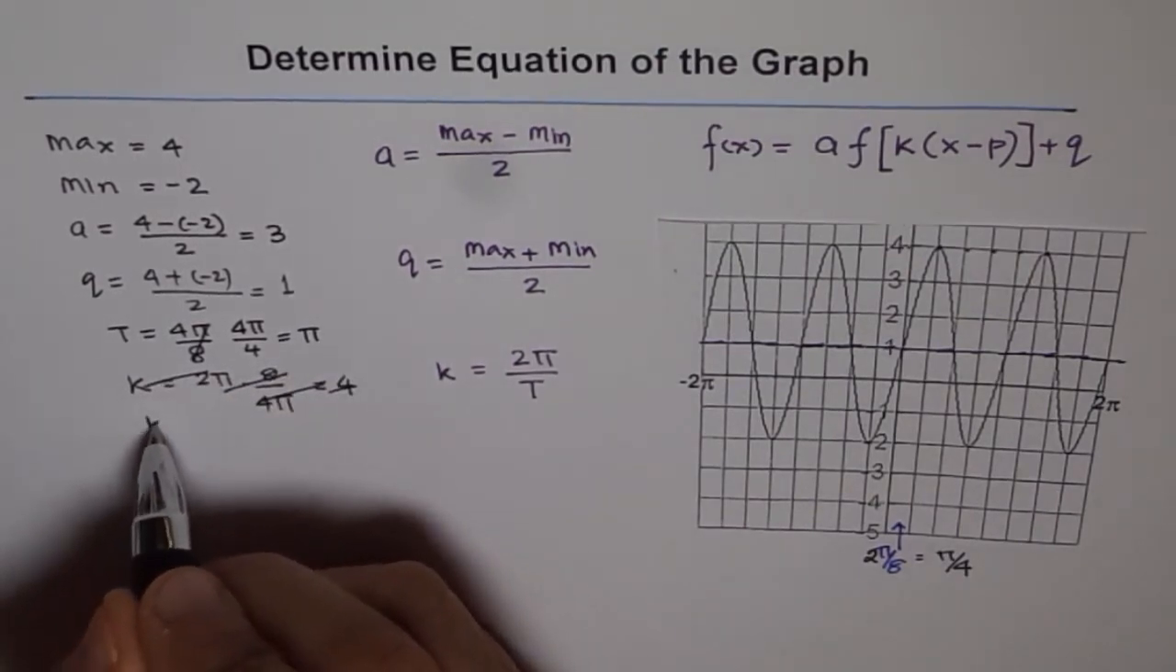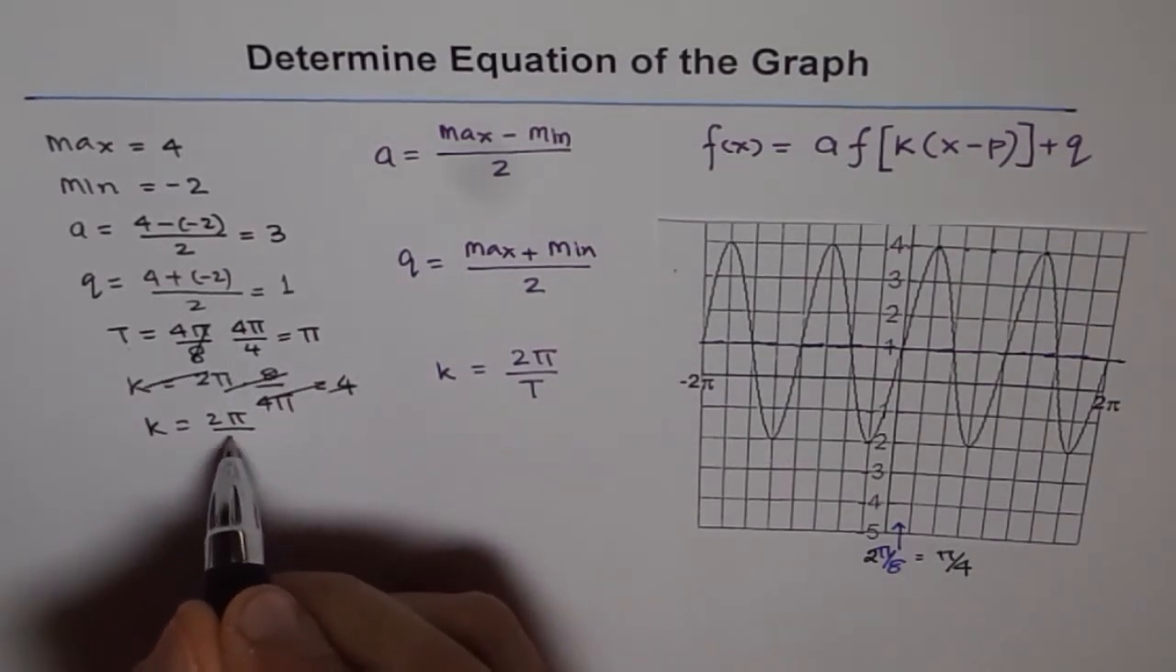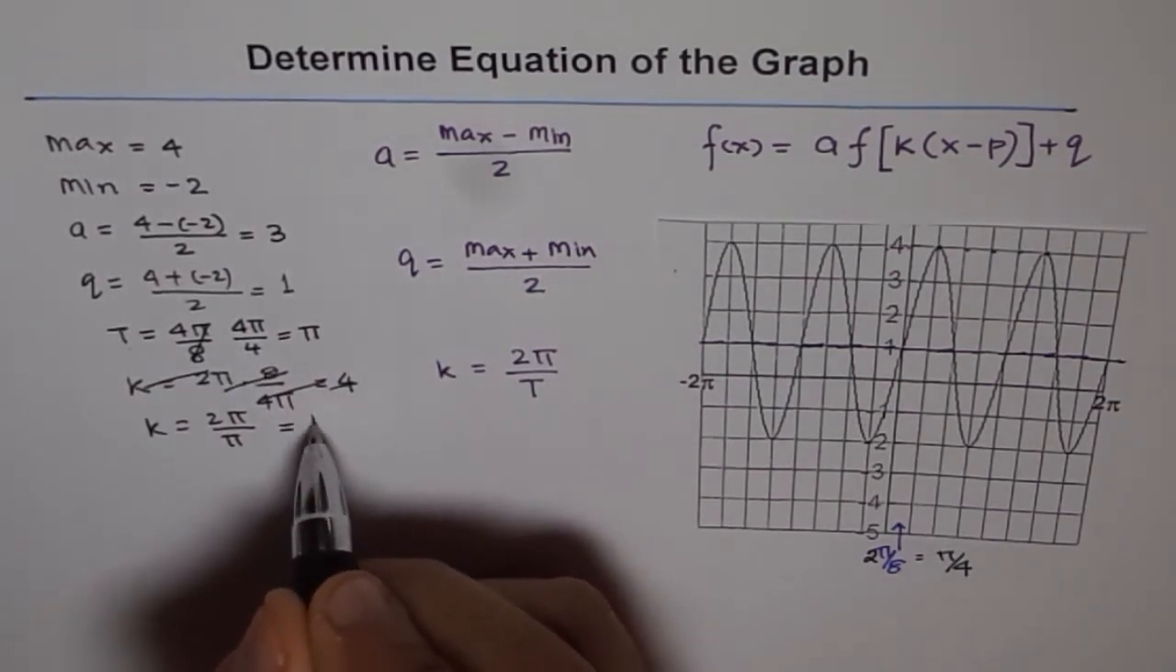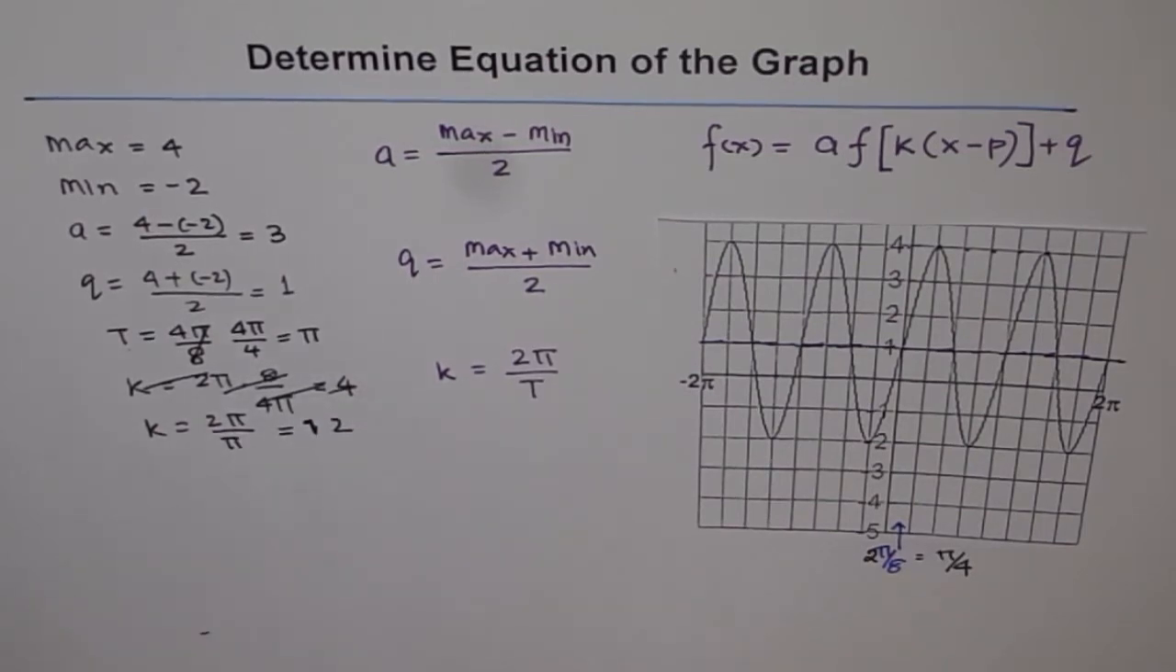So k is 2 pi by time period t, which is pi. And therefore k is 2. K is 2. Pi and pi will cancel out. Now, I'll tell you how I found, and that is how you can also correct.